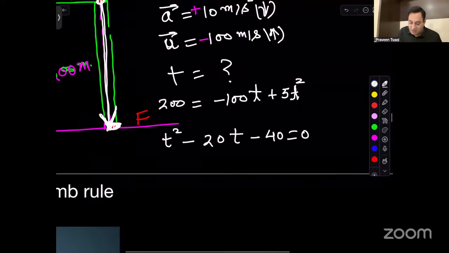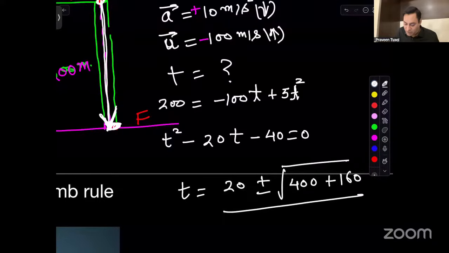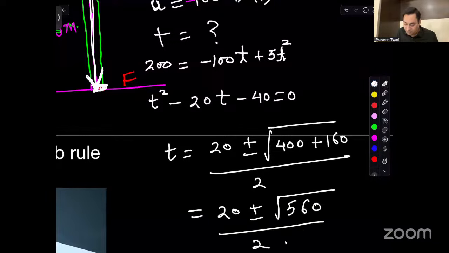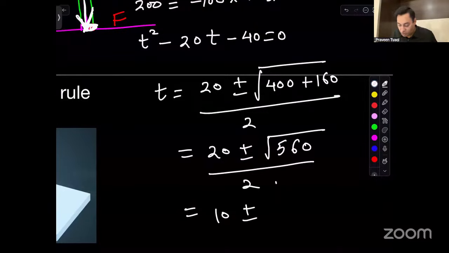I'll get the answer. T is equal to quadratic equation, minus b plus minus square root of b square minus 4ac upon 2a. So the answer will come out to be 20 plus minus root 560 by 2, which is 10 plus minus, okay. No, 10 second is not the answer.